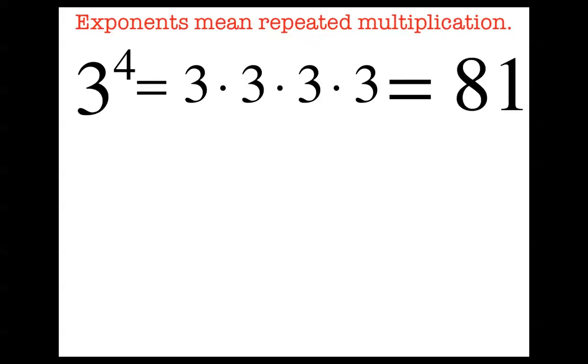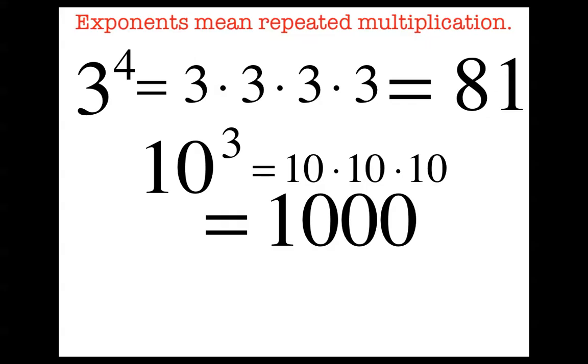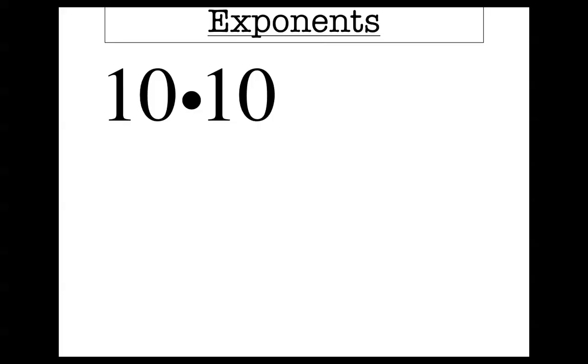Now, that means that 3 to the 4th power would be what? It would be 3 times 3 times 3 times 3. And if you multiply that out, you get 81. If you do 10 to the 3rd power, that'd be 10 times 10 times 10, which, if you multiply that out, comes out to 1,000. And 23 to the 1st power, I guess that's just 23, right? Yeah, okay.